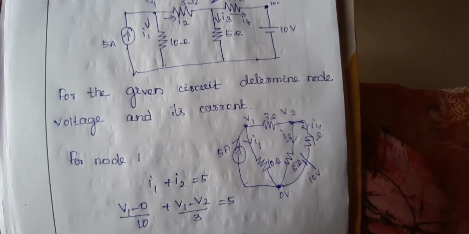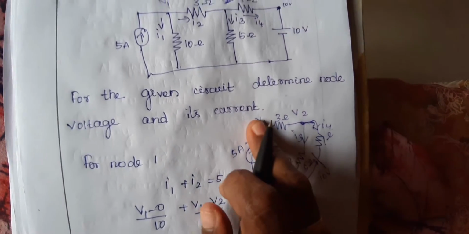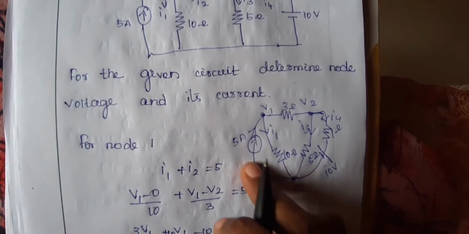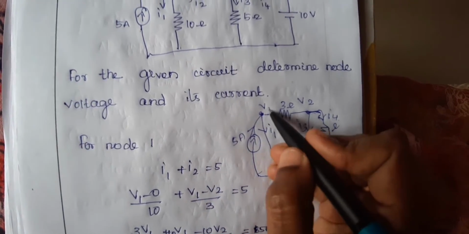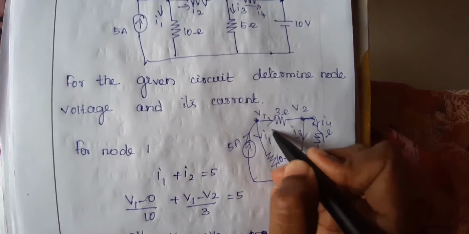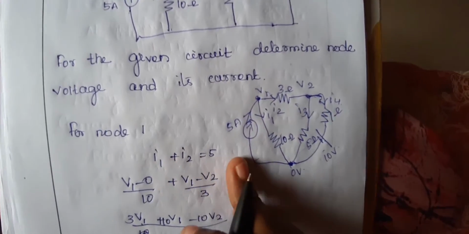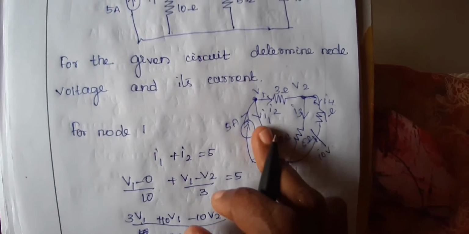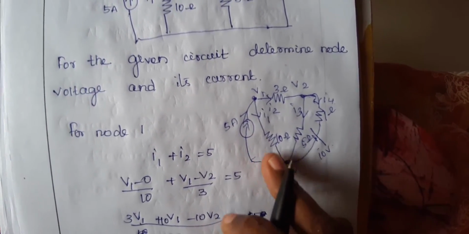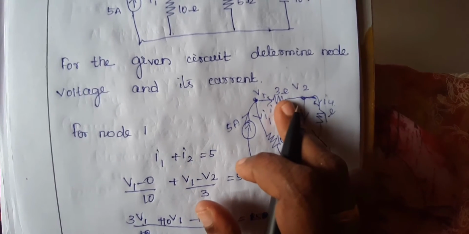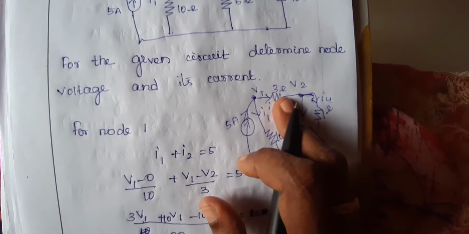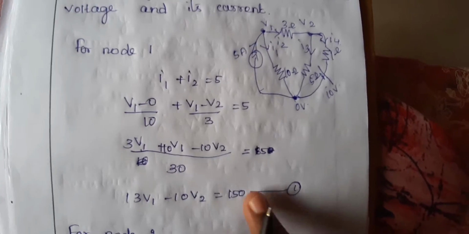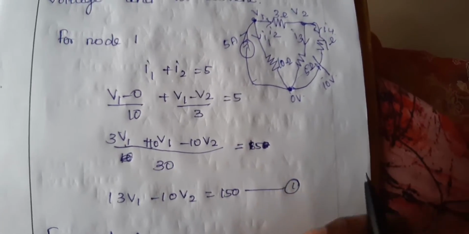Now listen. At node 1 apply Kirchhoff's current law. The incoming current is 5 and the outgoing currents are I1 and I2, so I1 plus I2 equals 5. What is I1? V1 minus 0 divided by 10. And I2 is V1 minus V2 divided by 3, which is equal to 5. After taking the LCM, you get this value. Otherwise, you can divide separately.